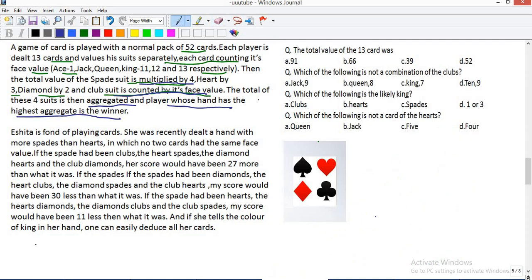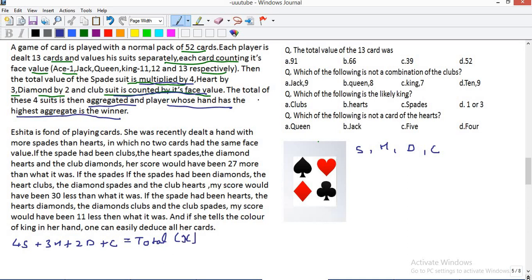Okay, so let's say the spades' total face value is S, for hearts it is H, for diamonds it is D, and for clubs it is C. Fine. So my total score is calculated by 4 times spades plus 3 times hearts plus 2 times diamonds, and for clubs we take only the face value as it is, plus C, is equal to the total. This is what will give me my total. Let's say I take this as X.